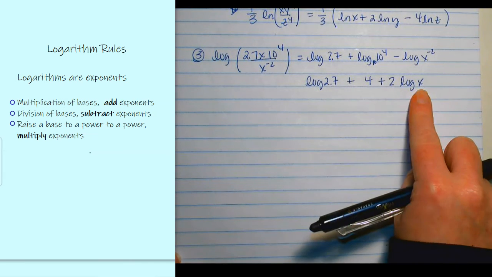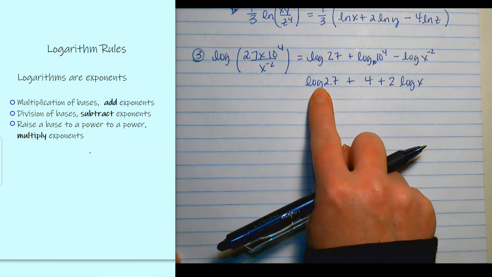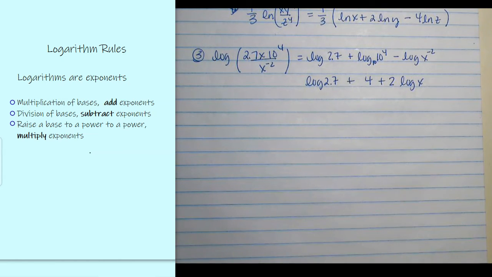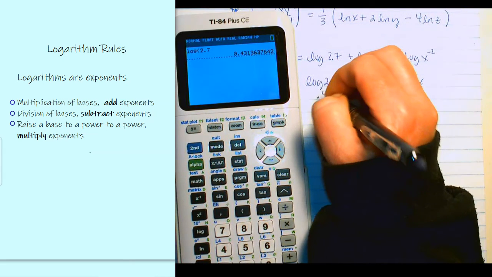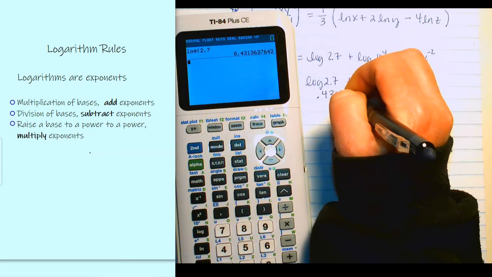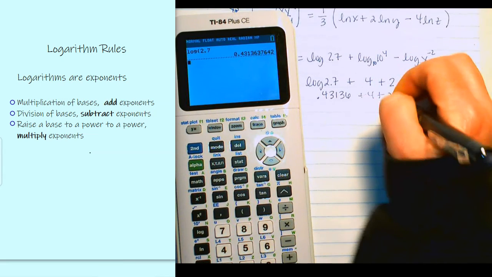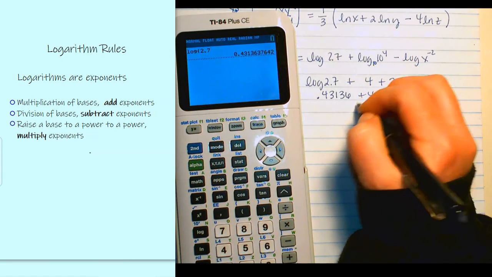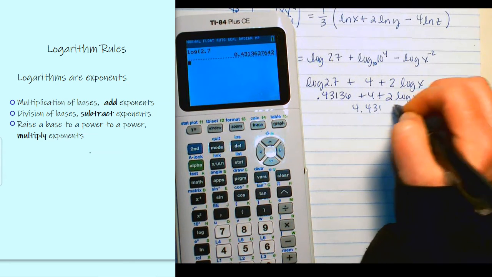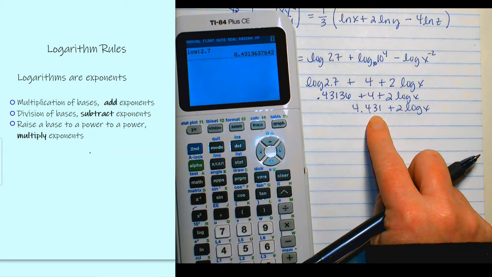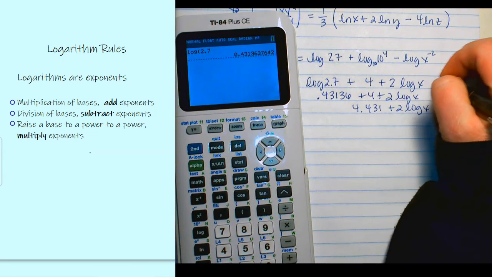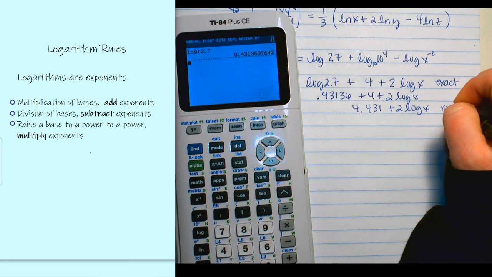So in the book's example, they said, okay, if you have a calculator, you can type this in, log of 2.7, and then come up with a simplified answer. So log of 2.7, so that's going to be 0.43136 plus 4 plus 2 log of x. So these two can be combined, 4.431 plus 2 log of x, rounding to 3 decimals, which they didn't tell us how to do. So this would be the exact answer, and this would be the rounded answer.